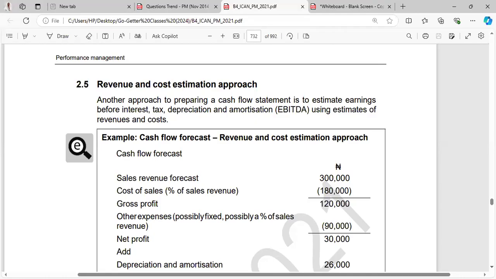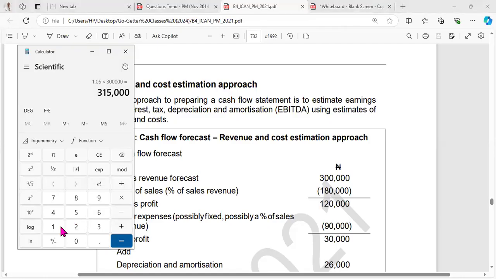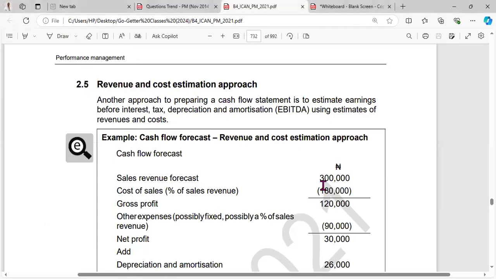So cost of sales, this is about how many percent? Let's see how many percent this was. I know it's about 50 or 60%. Let's say 180 divided by 300. That's about 60%. So 60% of 300 gives you 180. When you minus that, it becomes a gross profit of 20%, then 220,000.